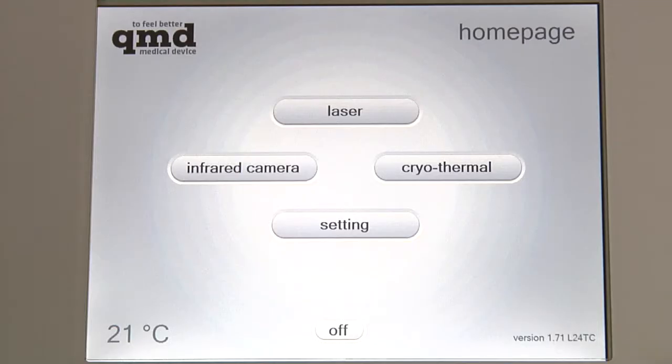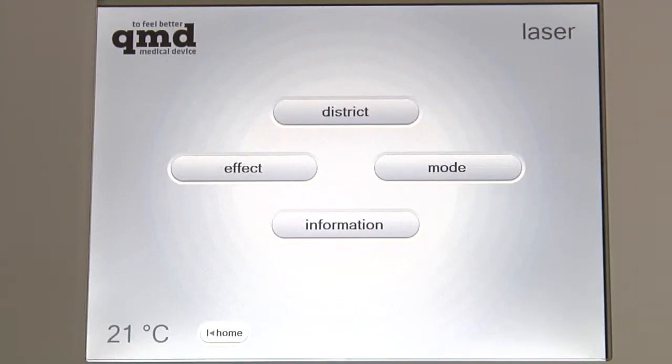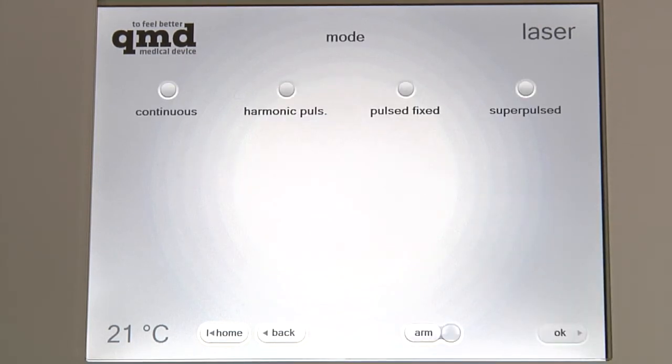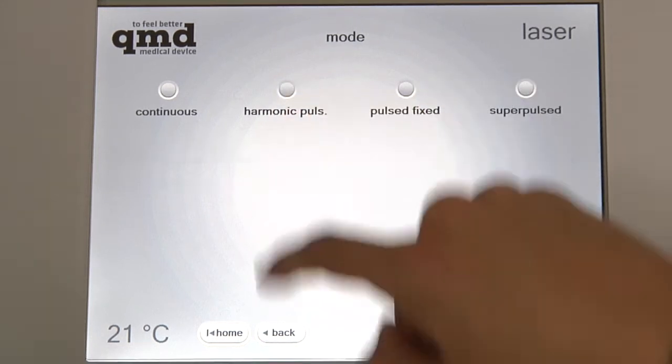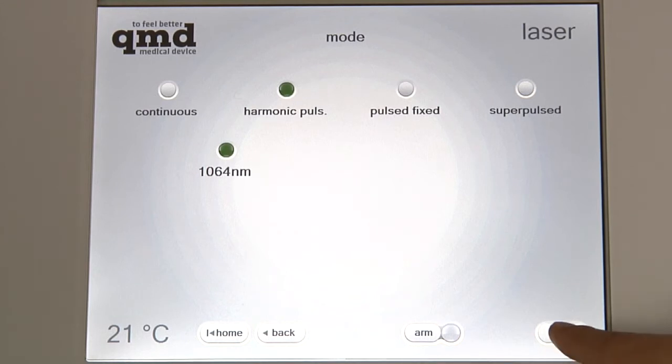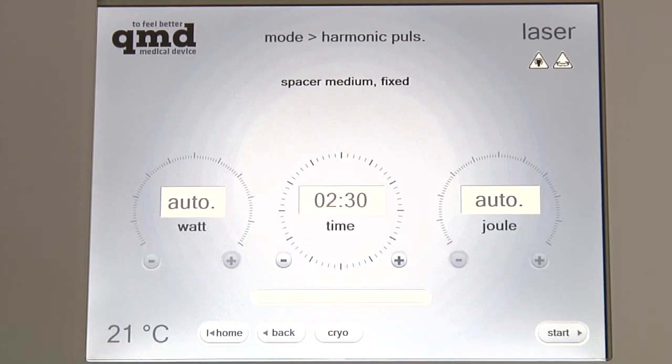In the main menu, we access the option Laser. In this case, we have established to use the open mode. For the first phase of treatment, we choose harmonic pulsation as the wavelength, the 1064 nanometers, and the program goes to the automatic setting regarding the wattage and the energy.